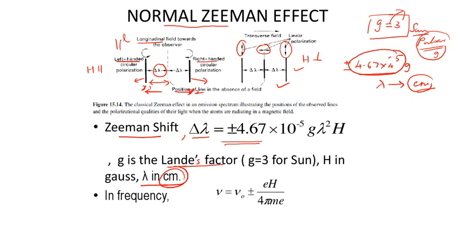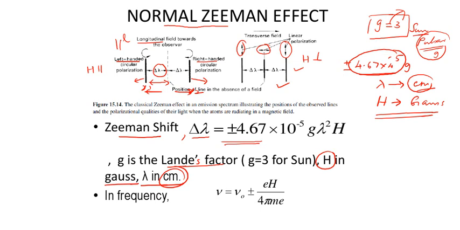And remember, usually we substitute the magnetic field in its SI unit, which is Tesla. But while we use this equation, H should be in Gauss. It is customary to use practical magnetic fields in Gauss, because Tesla is a bigger unit and Gauss is the CGS unit. So be very careful about this equation: H, the magnetic field, should be in Gauss, and lambda should be in centimeters.